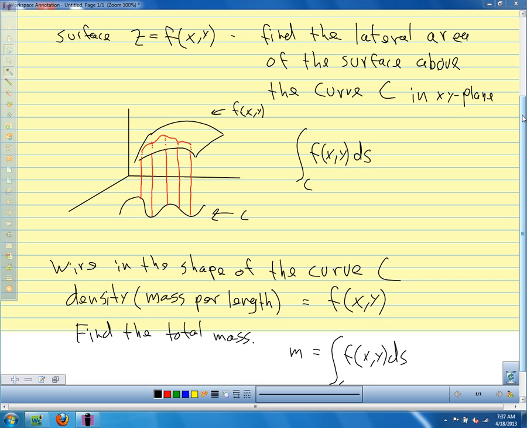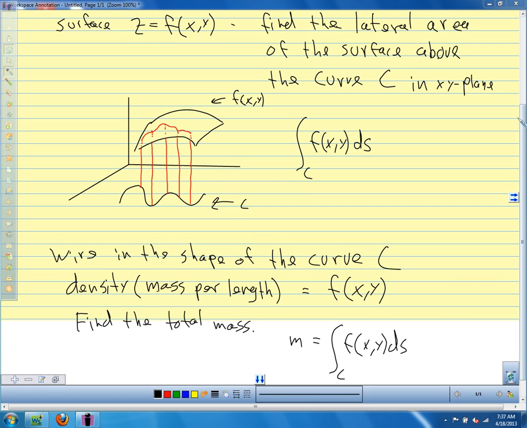All right. So I just wanted to make sure we were all on the same page with those kinds of application problems. All right. So let's talk about line integrals and vector fields.